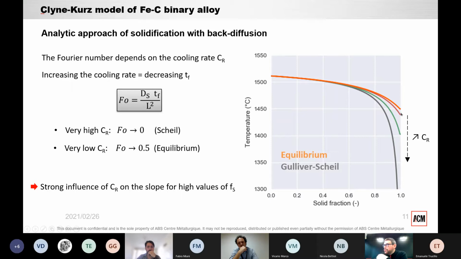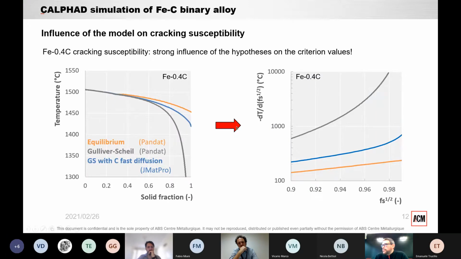You see here, just as an illustration, the effect of the cooling rate. We are going from equilibrium to be closer to the Gulliver-Scheil relationship. Finally, I have just a plot to show you that I did equilibrium with Pandat and the database Professor Miani gave us, and also Gulliver-Scheil with the same database.